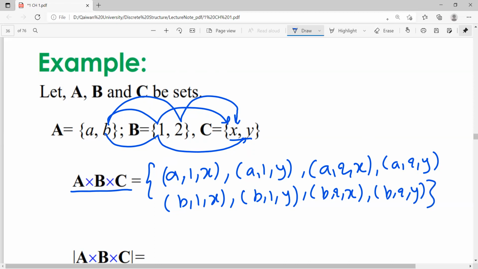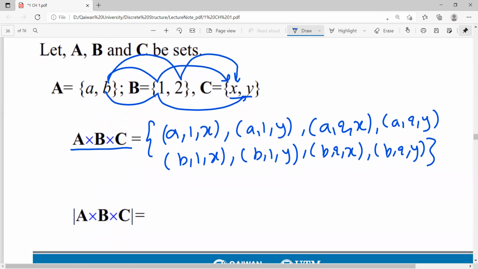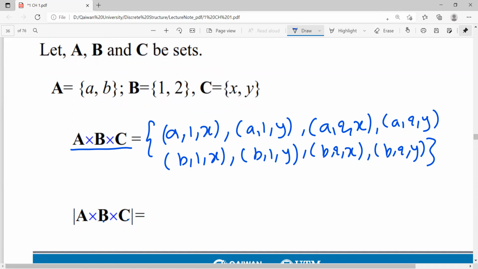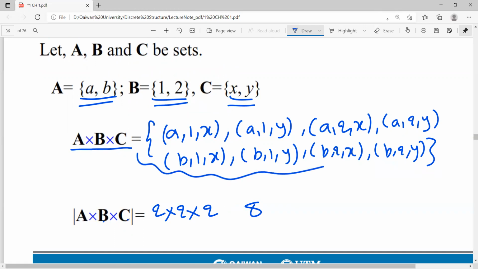How many elements do we have? 8. And the cardinality of A times B times C is the cardinality of A times the cardinality of B times the cardinality of C. What are the cardinalities of A, B, and C? Each is 2. So it's 2 times 2 times 2, which is 8. And we can get it from this one. That's also 8. We have 8 elements in it.